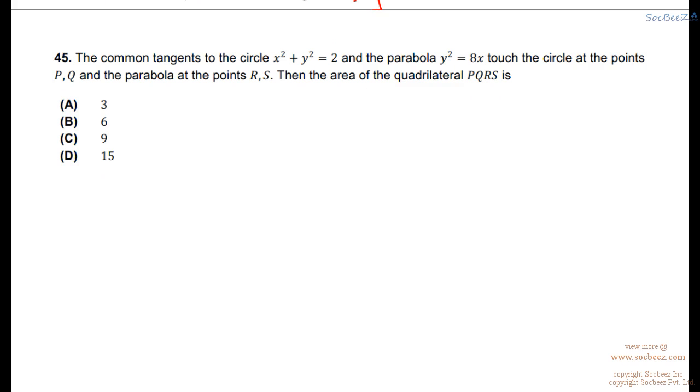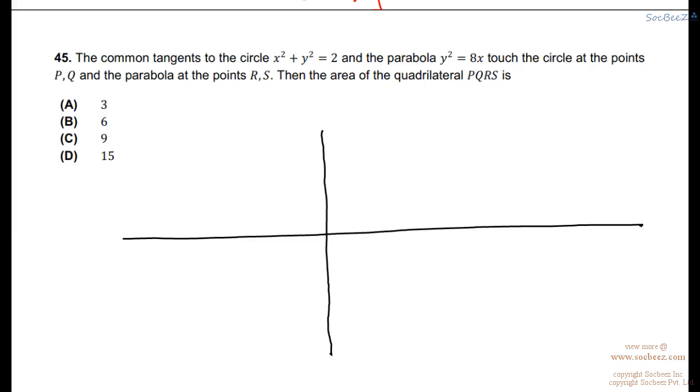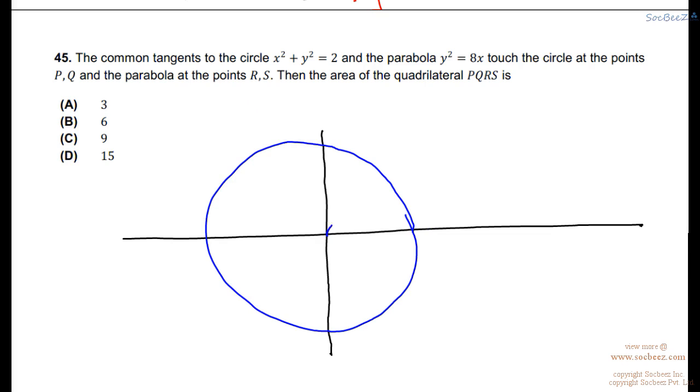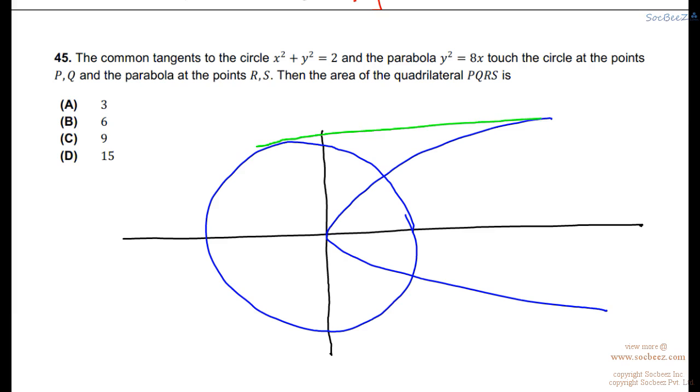Okay, so let's draw the diagram first. If we draw the diagram, it will look something like this. Suppose this is the coordinate axis, and here we have this circle, like this. Although my drawing is not perfect, this is roughly what the diagram will look like. Suppose this is the diagram, and the tangents are like this.